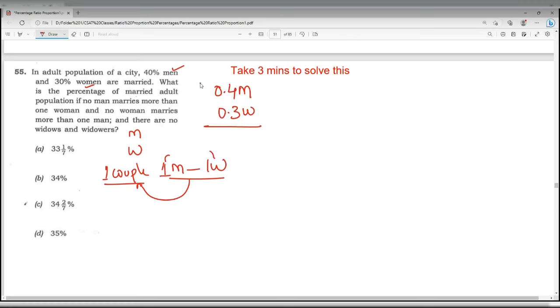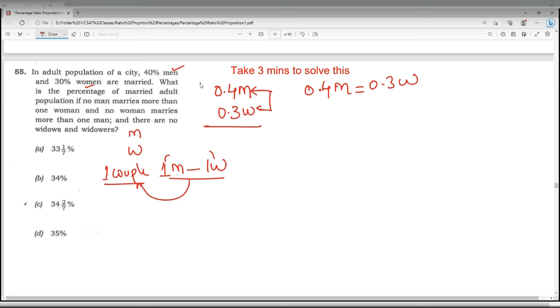So if they are saying that 40% of men are married and 30% of women are married, the number of married men and women should be equal, because each married couple would be one man and one woman. So from the given data, 0.4 m is equal to 0.3 w.